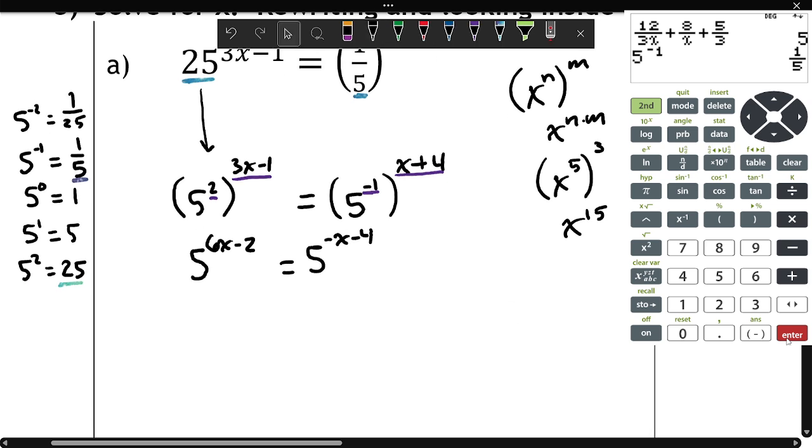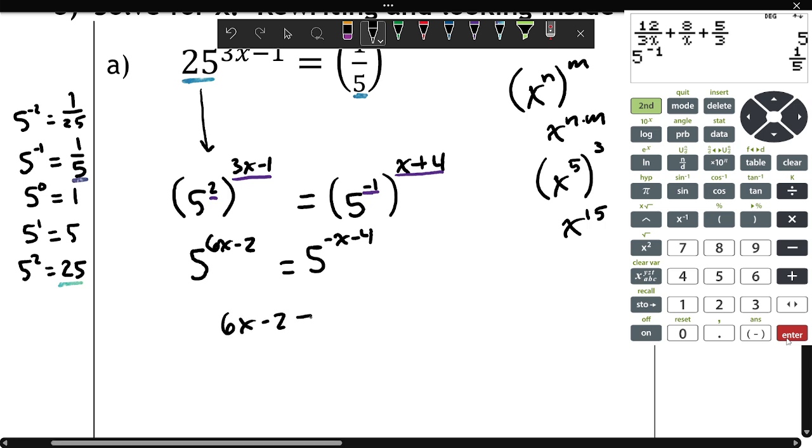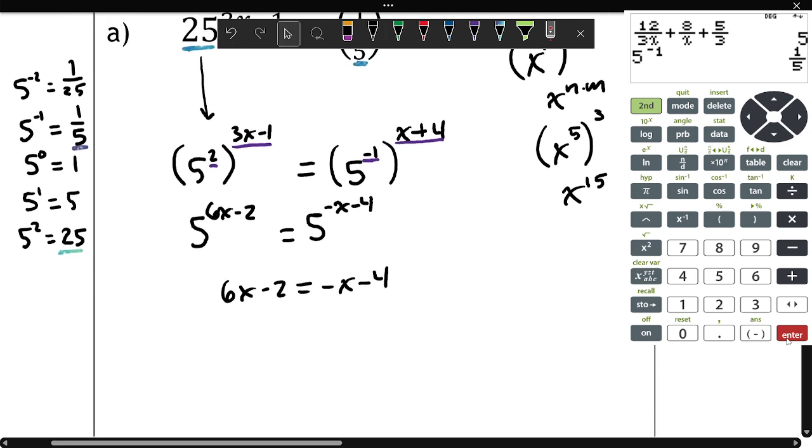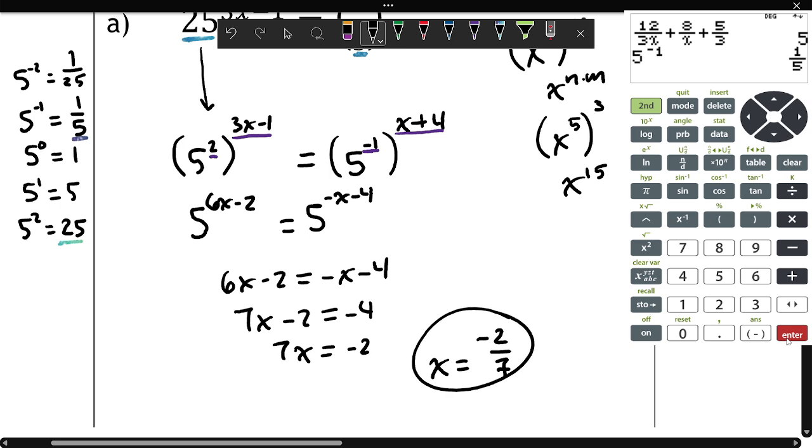So now that my bases are exactly the same, I can set those exponents equal to each other. That's the only way these will ever be true, is if those exponents are the same. So 6x minus 2 has to be equal to the opposite of x minus 4. I set it this way because I want to find the value of x that makes this true. I'm going to add x to both sides. 7x minus 2 is negative 4. And then I'll add 2 to both sides. 7x is negative 2. Therefore, x has to be negative 2 over 7. So that's what I believe x is.